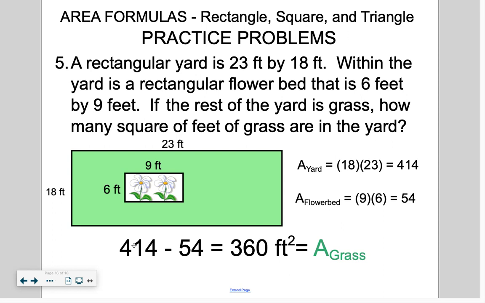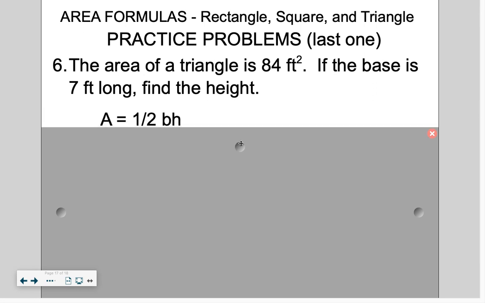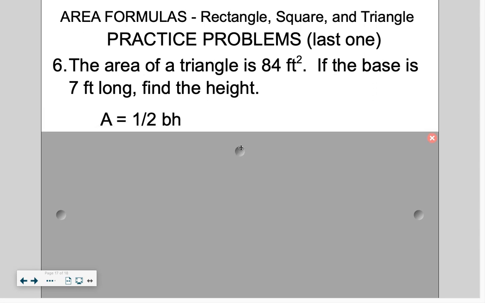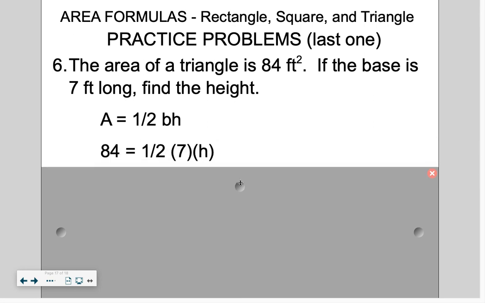Okay, let's try one last problem. In this problem, you're being told the area of a triangle is 84 square feet. And if the base is 7 feet long, you're being asked to find the height. All right, so let's go ahead and start with the formula that we need for area of a triangle. It's 1/2 base times height. We were given two values, so I'm going to put them in where they belong. So 84 is the area. It looks like the base is 7, so we'll plug those values in, leaving us having to find h.